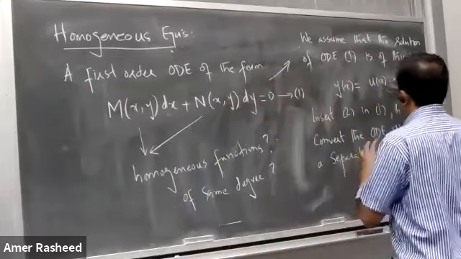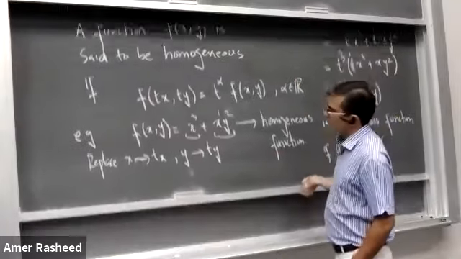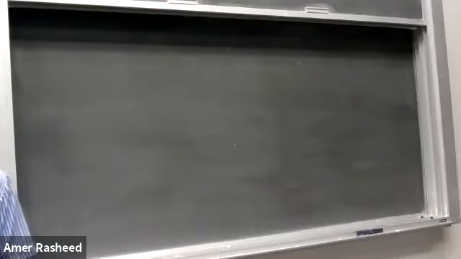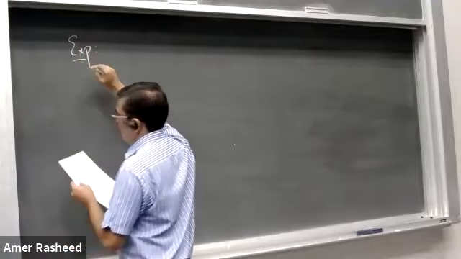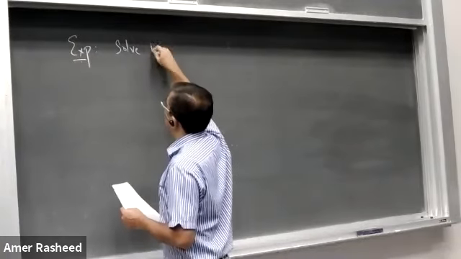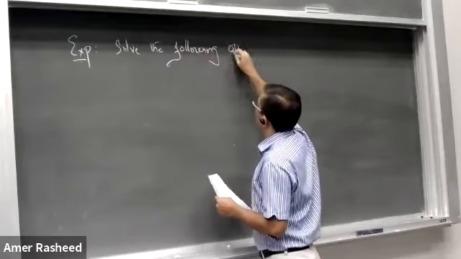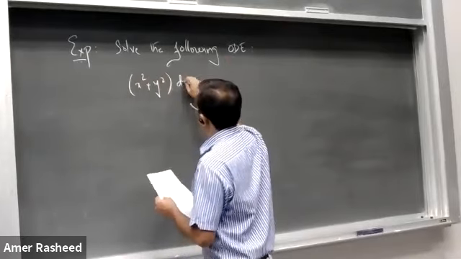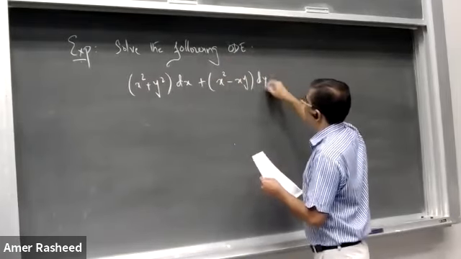Let's do this with the help of an example. Example: solve the following ODE. (x squared plus y squared) dx plus (x squared minus xy) dy is equal to 0.